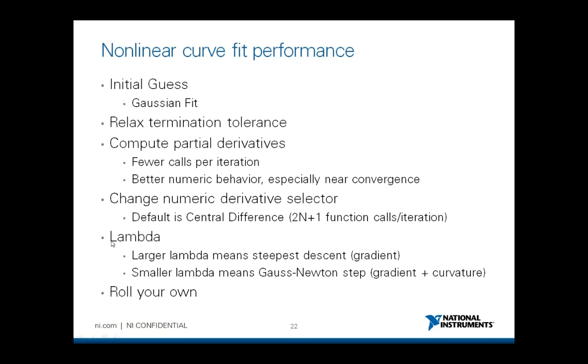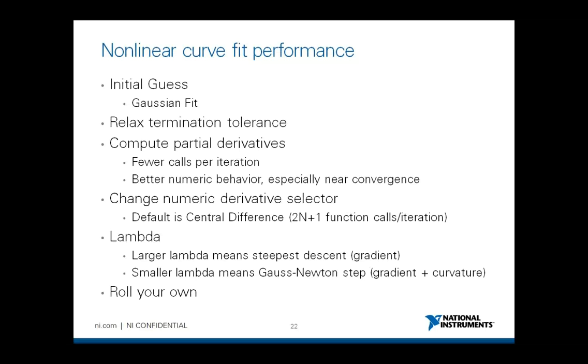There's one other parameter in the algorithm: a lambda parameter. When LabVIEW takes a step, it is basically a trade-off between what's called the steepest descent step and a Gauss-Newton step. Steepest descent uses gradient information only. Gauss-Newton uses gradient and curvature. So LabVIEW will attempt to take a step, check to see if it reduced the cost function, and if it did, it will change the lambda value to begin to prefer the Gauss-Newton step.